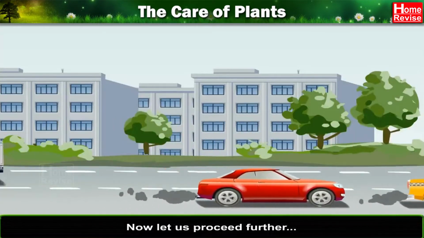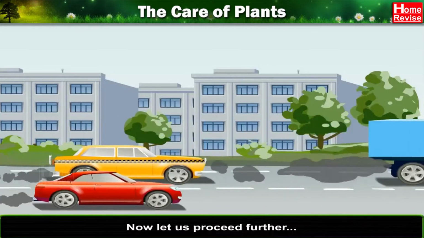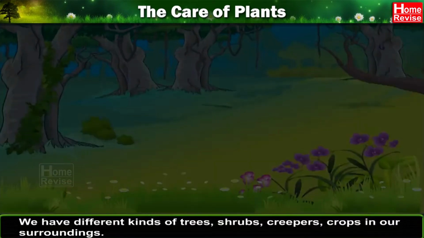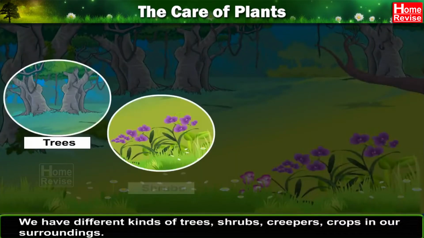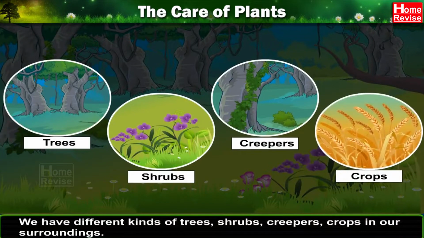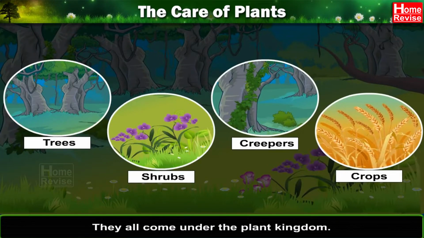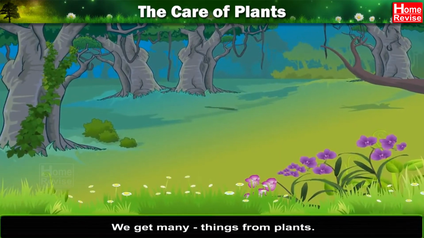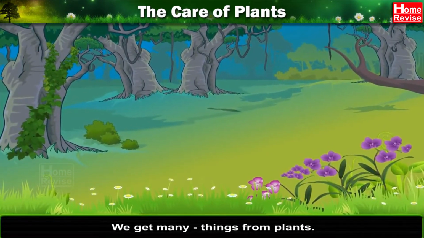Now let us proceed further. Are you ready? Good. We have different kinds of trees, shrubs, creepers, crops in our surroundings. They all come under the plant kingdom. We get many things from plants.